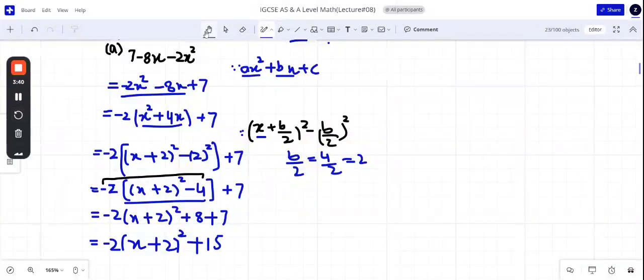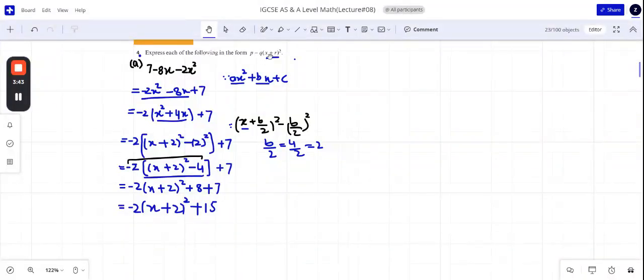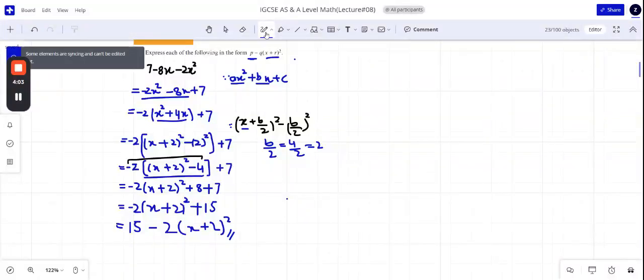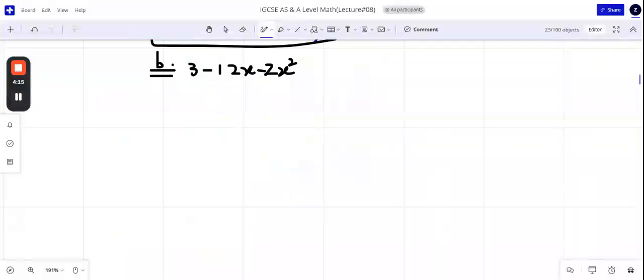So our required form was p minus q into x plus r square. So it means the constant value, according to the required form, we should write first. So let's rearrange. It would be 15, then minus 2 into x plus 2 whole square. This is our required form. So now the p value we got 15, q value we got 2, and the r value again we got 2.